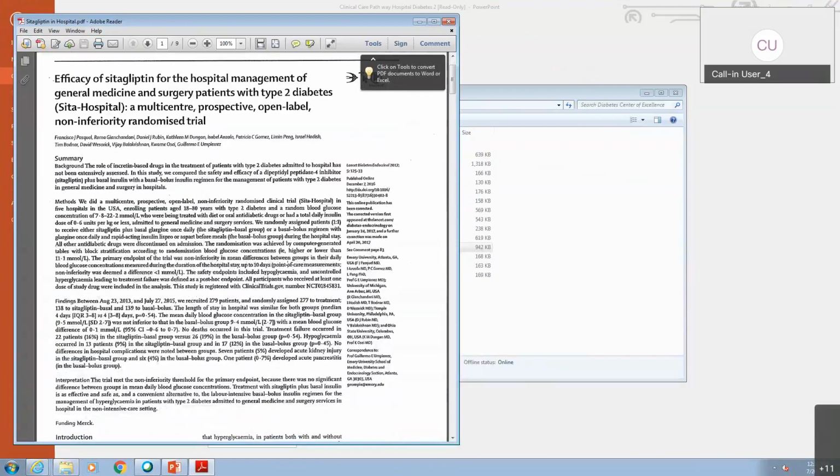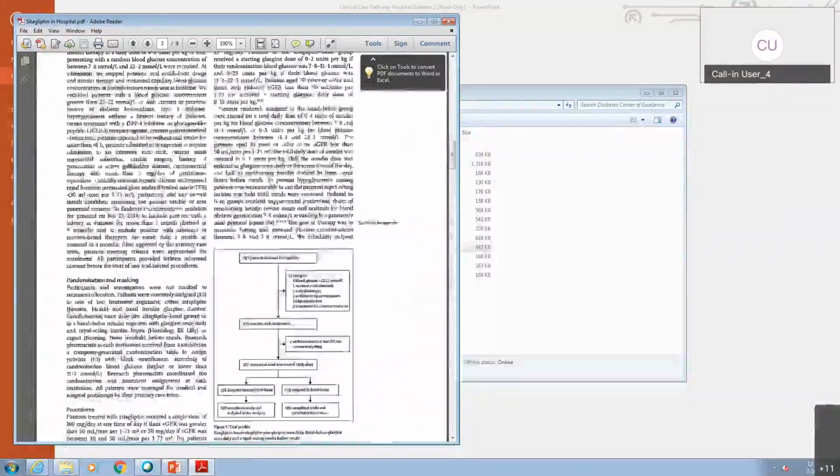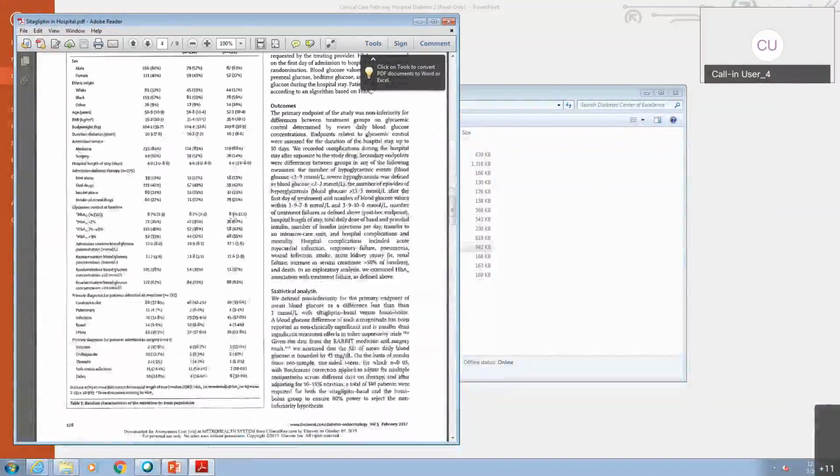Well, this is the paper, the seminal paper, the first one to test it in a randomized manner. And I want you just to see a graphic.